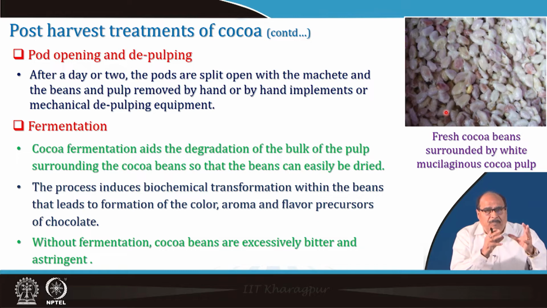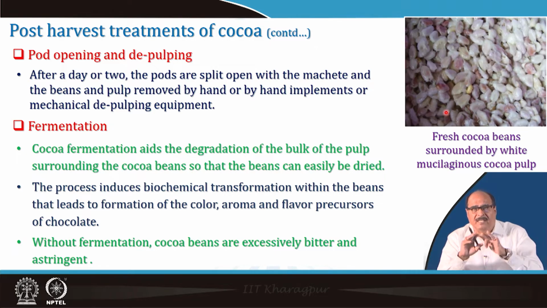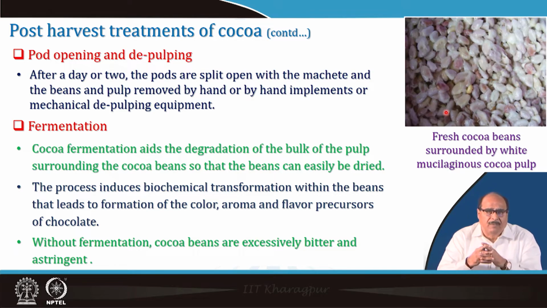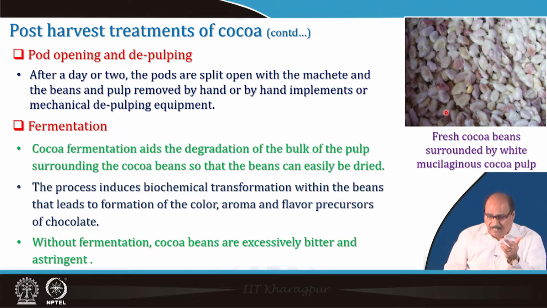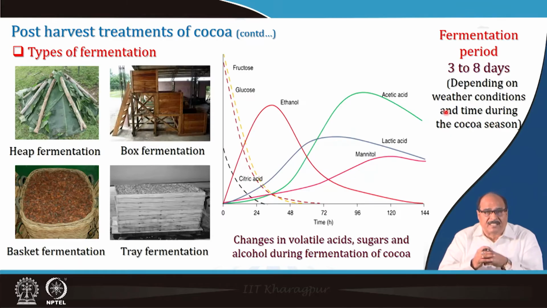Then cocoa fermentation. The beans which are obtained are next subjected to fermentation, and this fermentation aids the degradation of the bulk of the pulp surrounding the cocoa bean, so that the bean can easily be dried. The process of fermentation induces biochemical transformations within the bean that lead to the formation of color, aroma and flavor precursors of the chocolate, not the actual compounds, but their precursors. Without fermentation, cocoa beans are excessively bitter and astringent in taste.